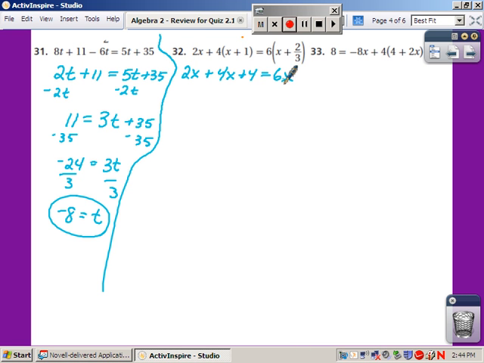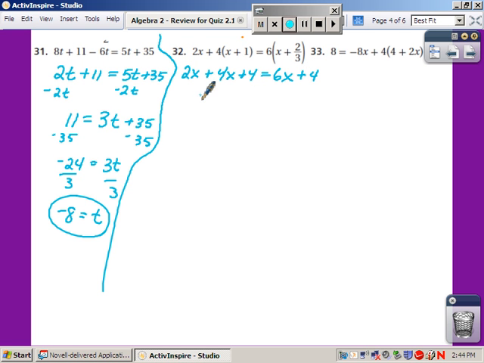6x, that's not too bad. But how do I do 6 times 2/3? Well, it's a pretty simple thing. You multiply the top number and then divide by the bottom. So I have 6 times 2, that's 12. Divide by 3 gives me 4.